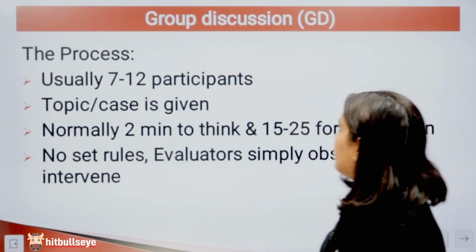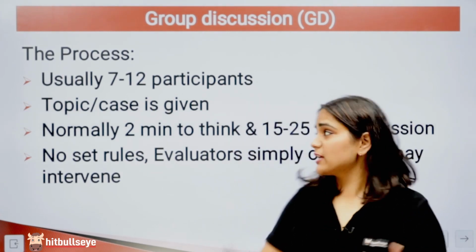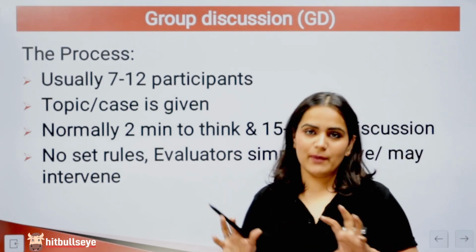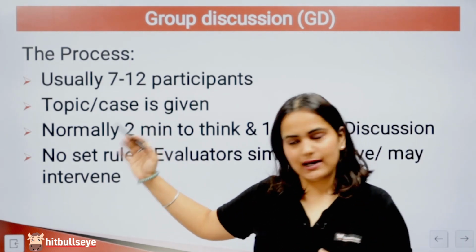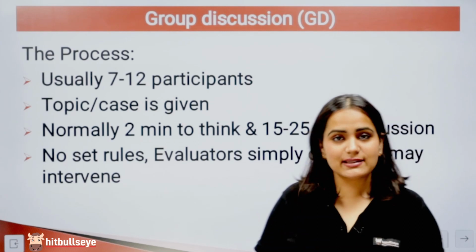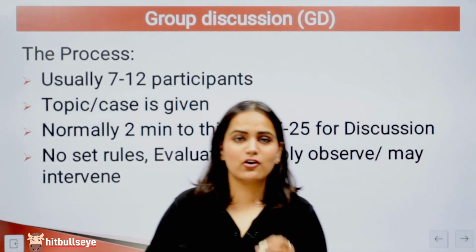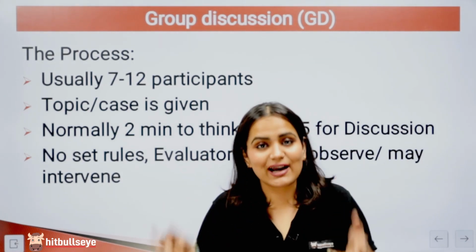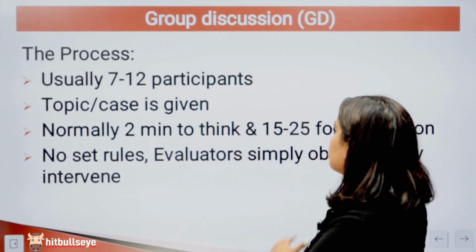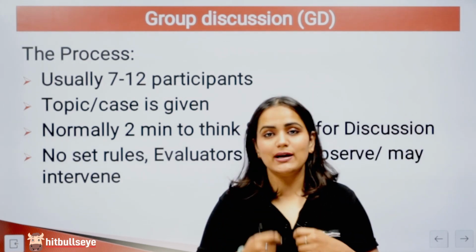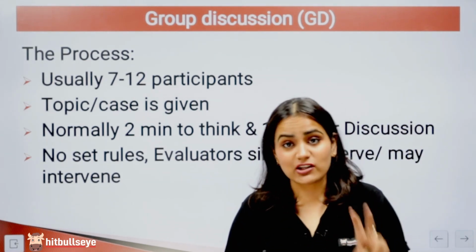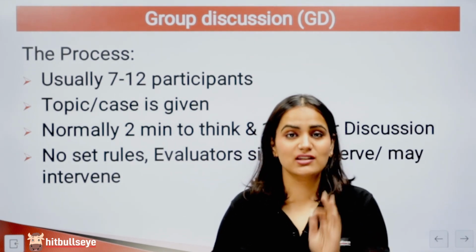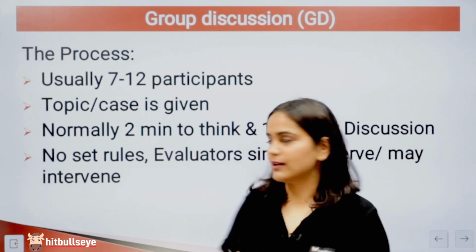Let's see group discussion. What is a group discussion? As I've already told you, it usually comprises 7 to 12 participants. There can be more or less, right? Next, a topic or a case is given to you, and you have to discuss that topic. Discussion is the right word here, right? Normally, 2 minutes to think and 15 to 20 minutes to discuss the topic. Just 2 minutes to think. This is something you really need to understand, that you will be given just 2 to 3 minutes to think and not more than that, right?